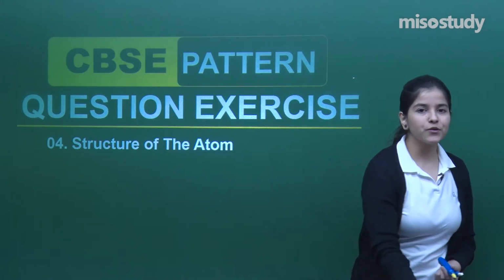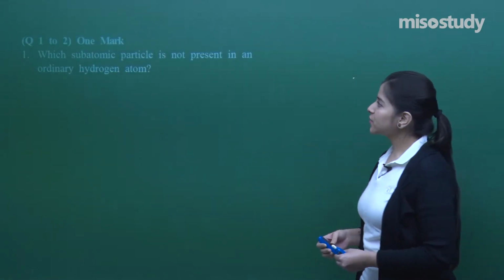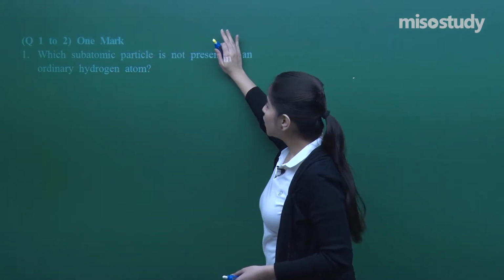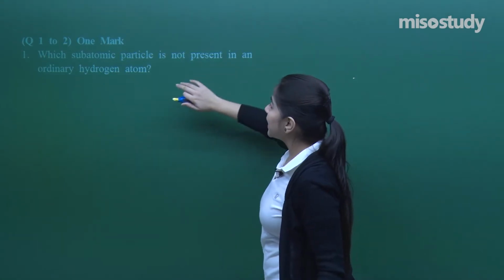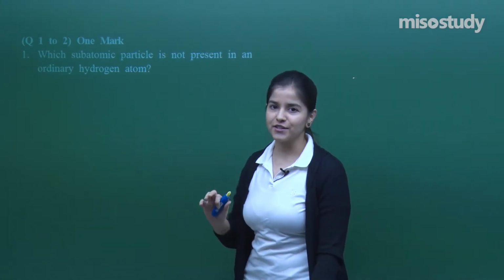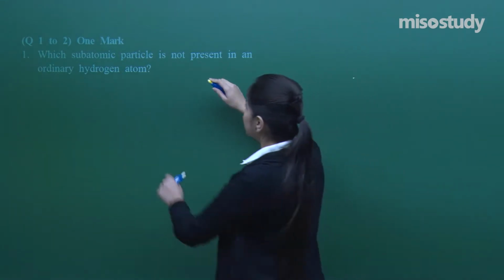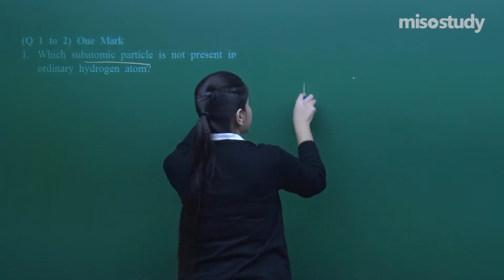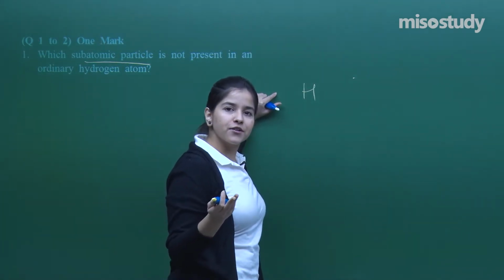So let us try question number 1. As the instruction says, questions 1 to 3 will be 1 mark questions, fine? Which subatomic particle is not present in an ordinary hydrogen atom? You have to find it out. Let us take up the hydrogen atom only. How many electrons are there in a hydrogen atom?